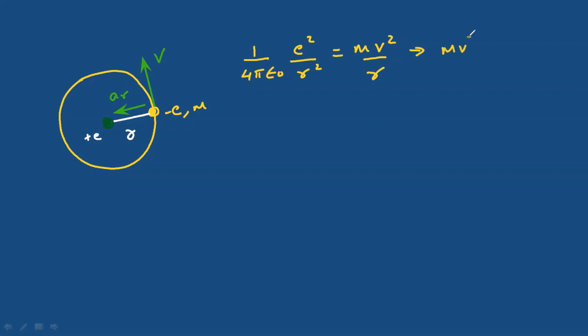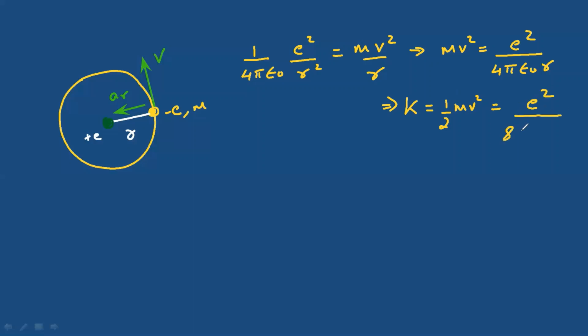m v squared is equal to e squared over 4 pi epsilon naught r. Now if you multiply by 1 by 2 on both sides, you'll get kinetic energy. Momentarily, the kinetic energy of this electron is half m v squared, and it's going to be equal to e squared by 8 pi epsilon naught r, right? This is the kinetic energy.